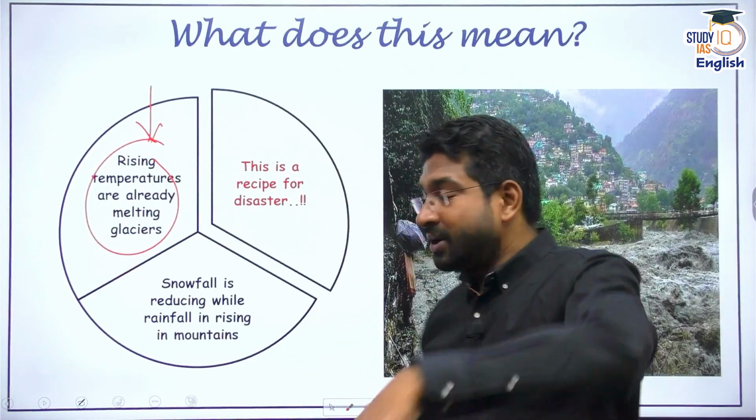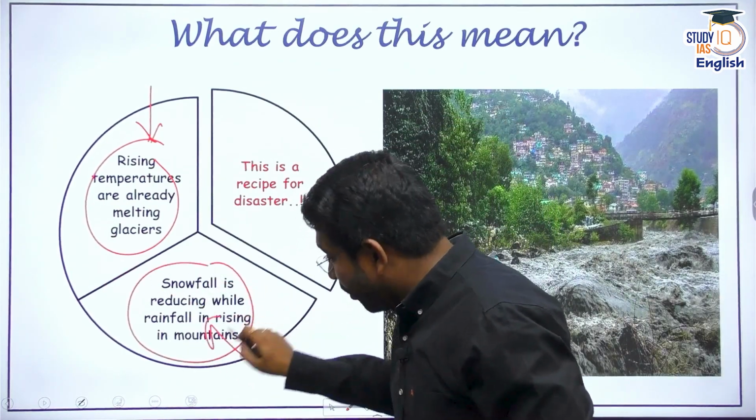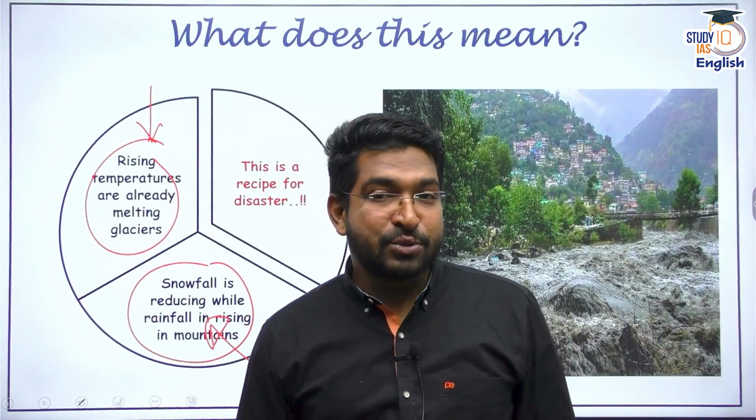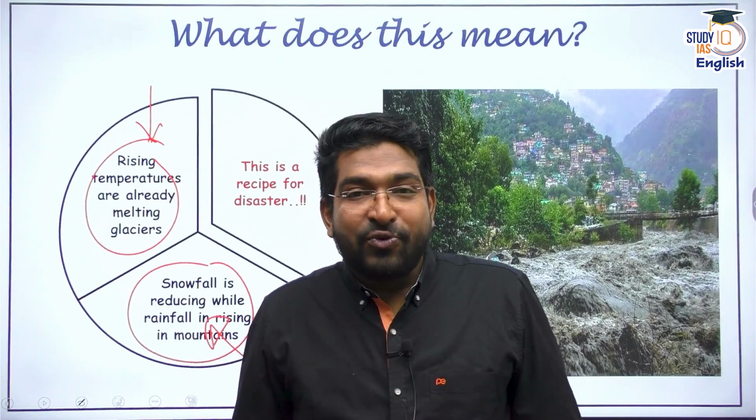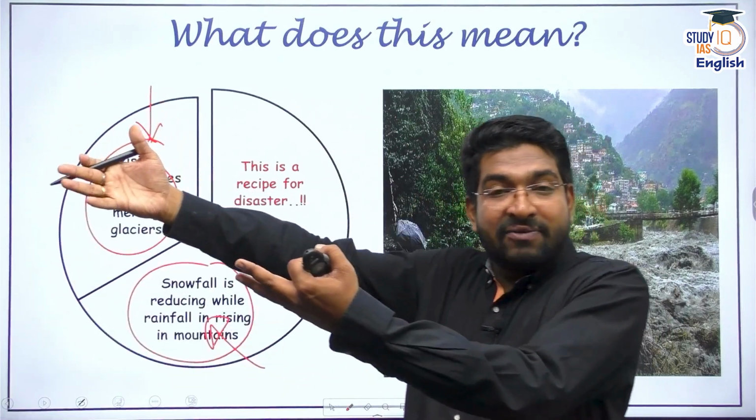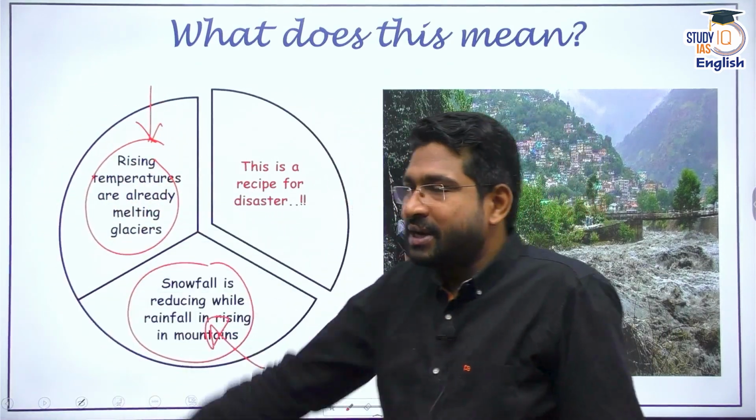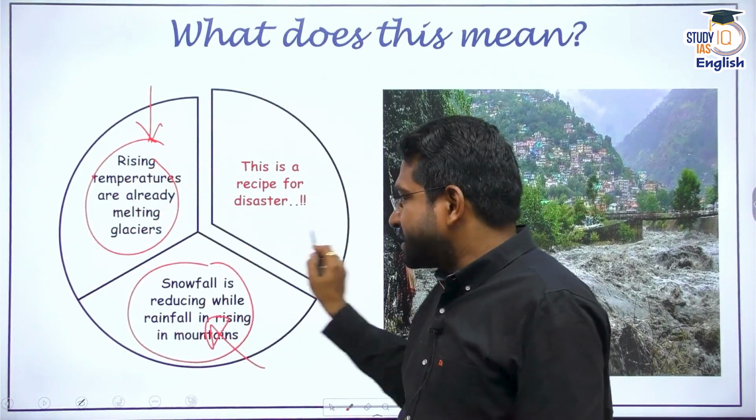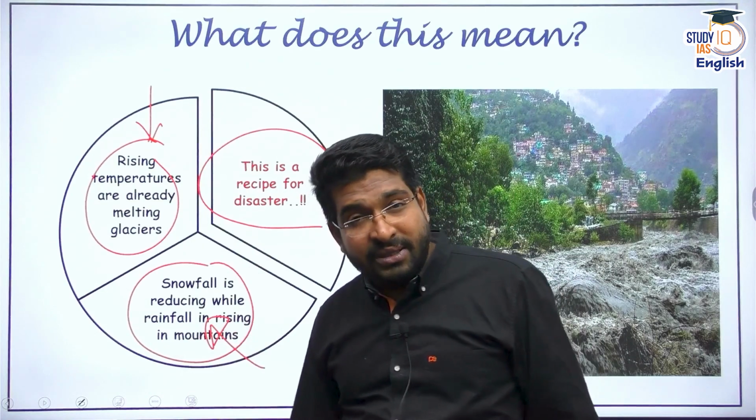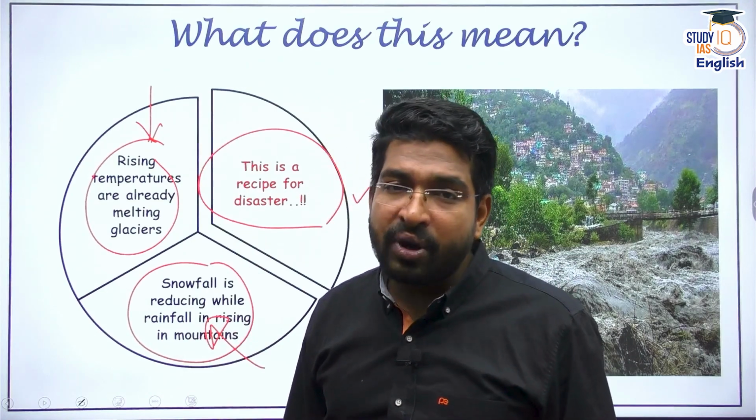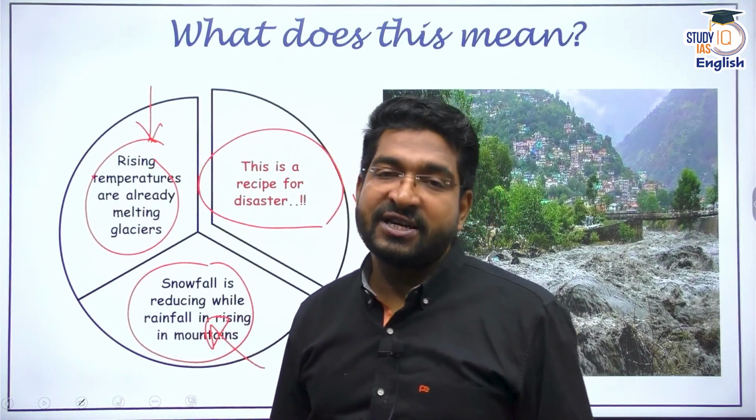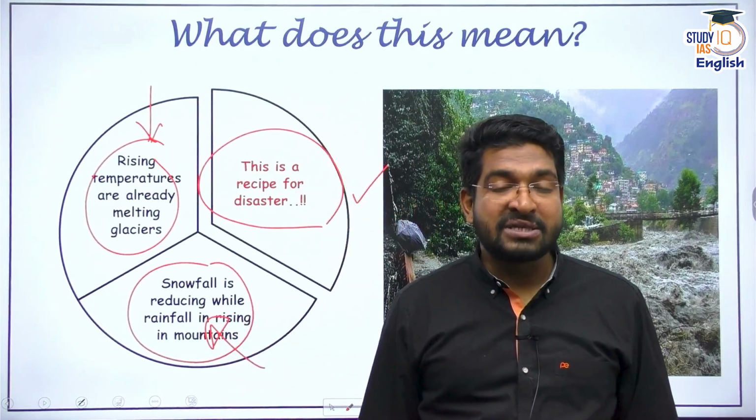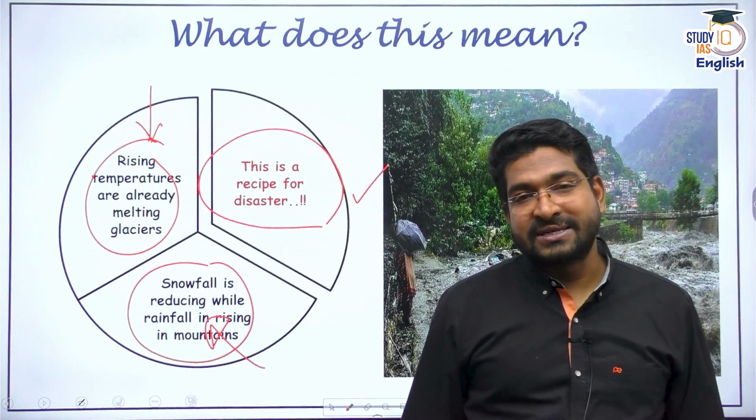And now add to it water as rainfall is also enhancing or increasing more and more. Snowfall is reduced, rainfall is more. Rainfall does not stay at higher elevations, it comes down. So what happens? Melting of glaciers, more water, rainfall, more water. It's a recipe for disaster. That means we are looking at more and more disasters, more and more flash floods in these northern states. That's the basic conclusion from this particular discussion.